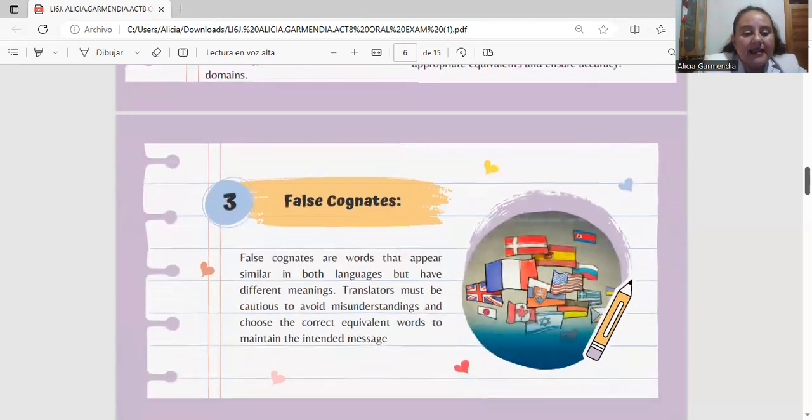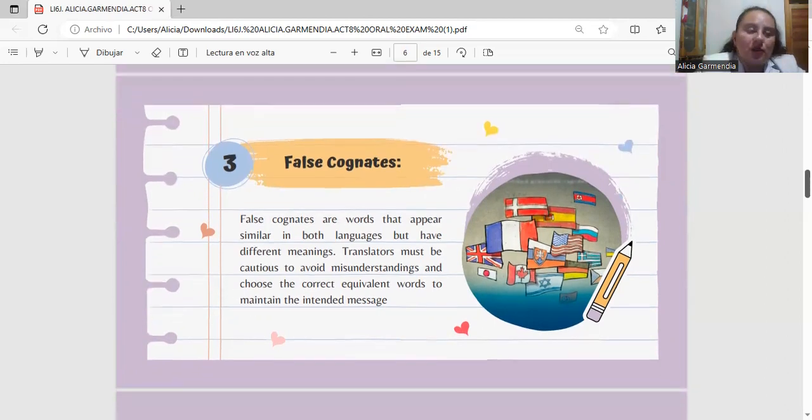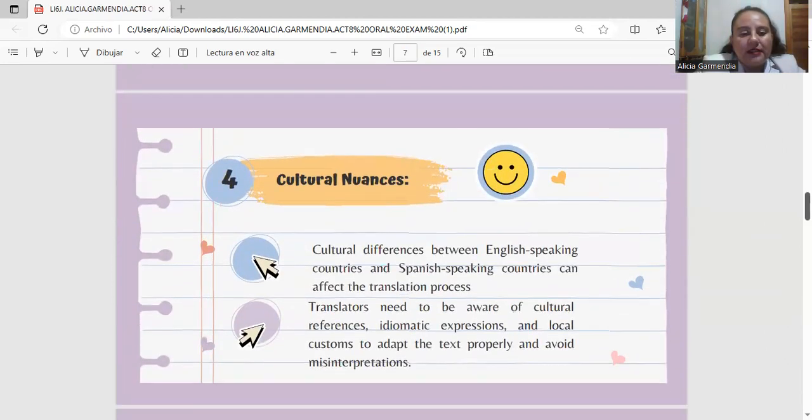False cognates are words that appear similar in both languages but have different meanings. Translators must be cautious to avoid misunderstandings and choose the correct equivalent word to maintain the intended message. That's why it's so important to have all the information when you're going to translate, because a lack of information on those topics could make the whole activity or process fail.